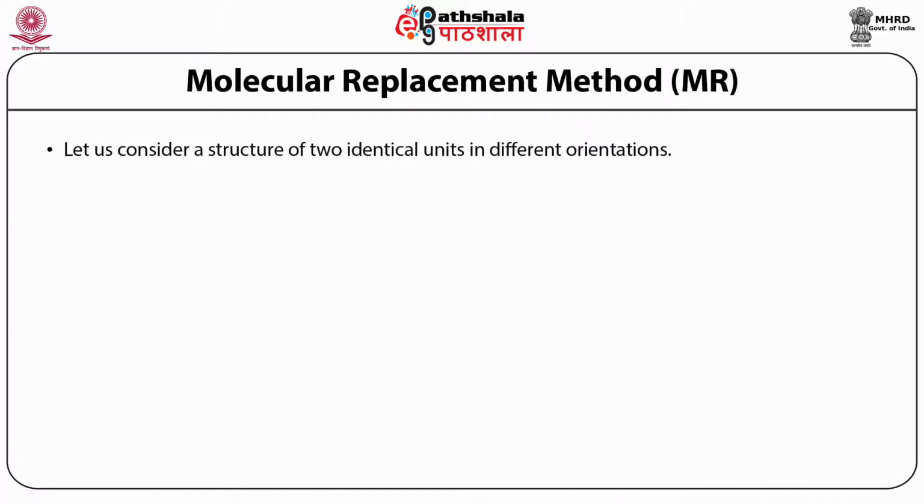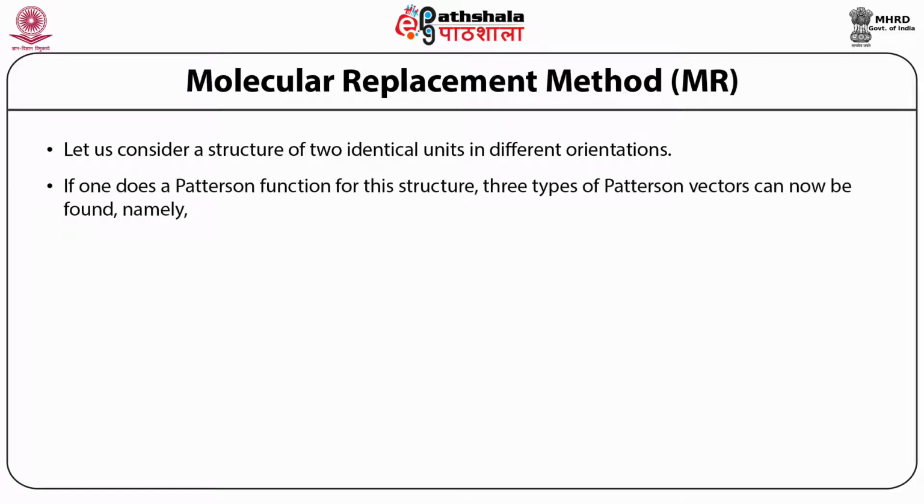Let us consider a structure of two identical units in different orientations. If one computes a Patterson function for the structure, three types of Patterson vectors can now be found, namely 1.